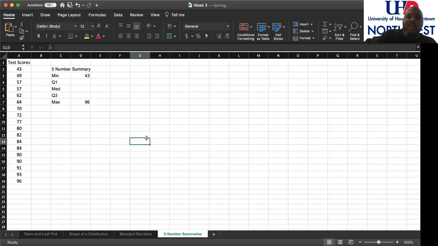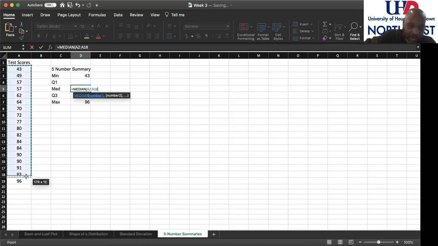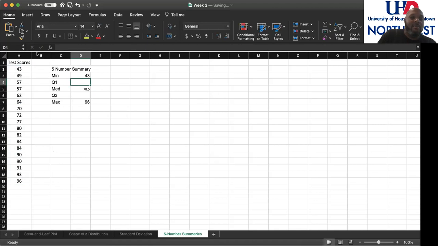To find the median, we know we have that function already. That's equals the median function. Highlight your cell range, and it produces that. There's that one.